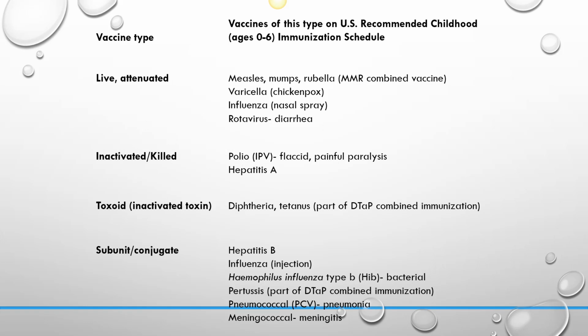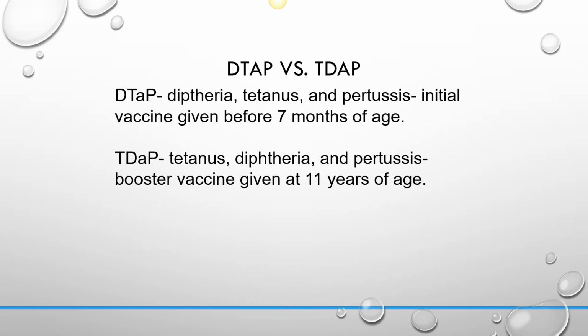Now here's some more vaccines that we give. So these are the recommended childhood vaccines, the immunization series for ages 0 through 6. DTAP versus Tdap, this is another one you need to know for the exam. So DTAP is diphtheria, tetanus, and pertussis. It's the initial vaccine given before 7 months of age. Tdap, same microorganisms covered, but this one is the booster that's given at 11 years of age or older.